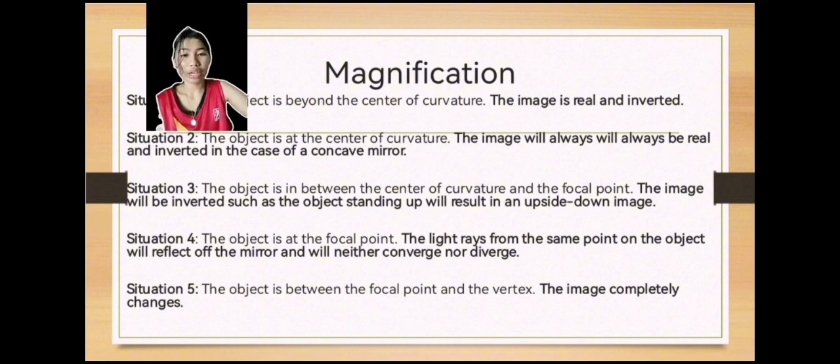Lastly is situation 5. This is when the object is between the focal point and the vertex. So here, the image completely changes and the image becomes virtual and upright. It also becomes magnified, meaning that the dimensions of the image are greater than the object. And also, the image will always be located on the opposite side, or behind the mirror. You can locate the image behind the mirror. So that's all. Thank you.